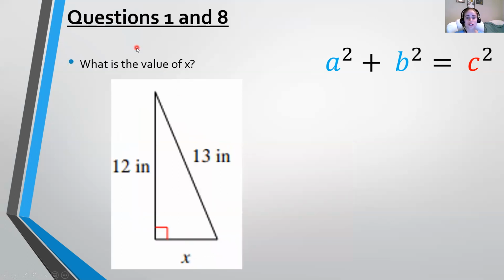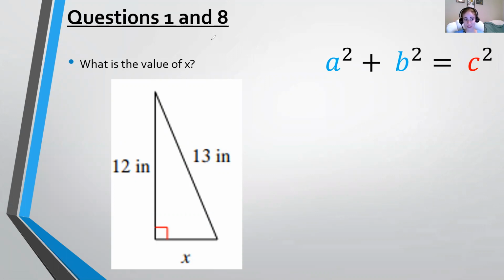All right, so this example is very similar to questions number 1 and 8 on your Unit 6 test. So 1 and 8. And we are being asked to find the value of x. So here we have a triangle, and I do see that it's a right triangle. That means I can use the Pythagorean theorem to find x, to find that missing side. The very first step is we need to label the sides of our triangle, because it is important that we know which 2 sides are our legs, so our A and B, and which side is our hypotenuse, our C.